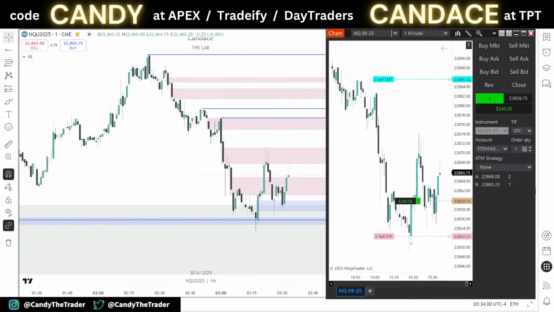And of course, you can leave a runner. I know some people will take partials at 50% of the range and then leave a runner to the top. That's their trading approach, right? If it's your trading approach, you can do that. It's just not mine.